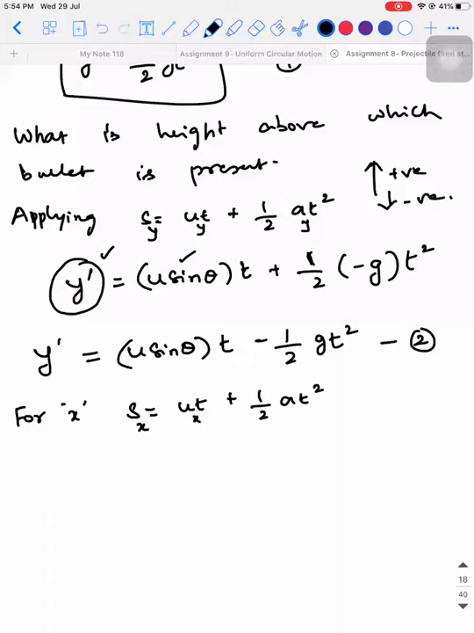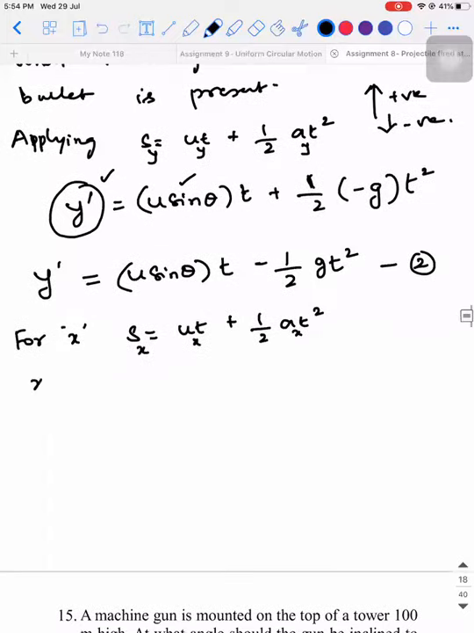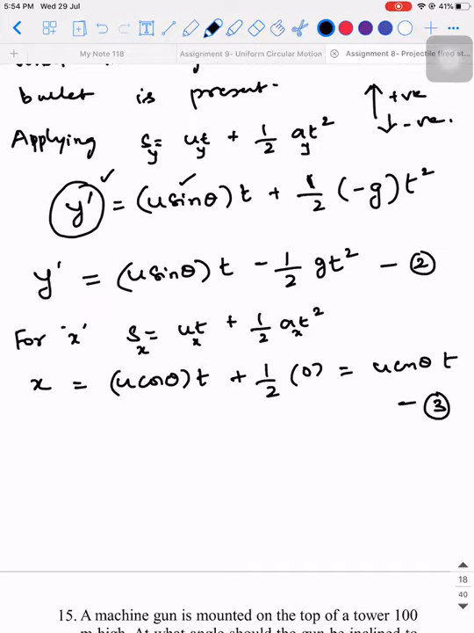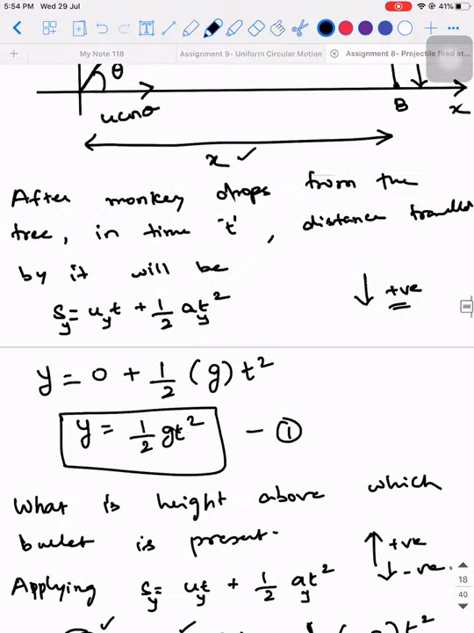Displacement along the x direction is x equals u cos theta into t plus half into the acceleration of the projectile in the x direction. This is also known, it is 0. So x equals u cos theta into t. Accepted. Let this be equation 3. Now observe one thing.